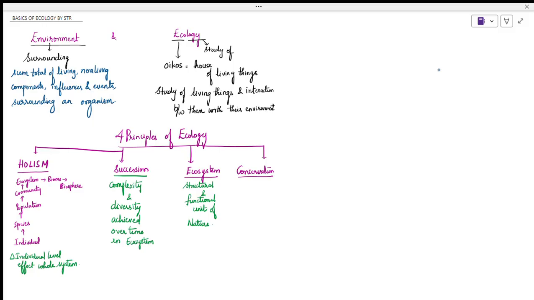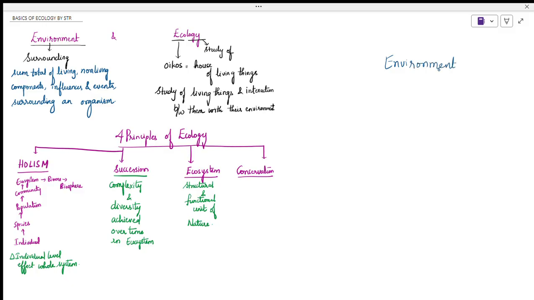So in this lecture series, I'll be covering environment part for UPSC prelims 2025. So let us start the lecture. In this lecture, I'll be dealing with basics of ecology. So firstly, we'll start with the word itself. What do you mean by environment?